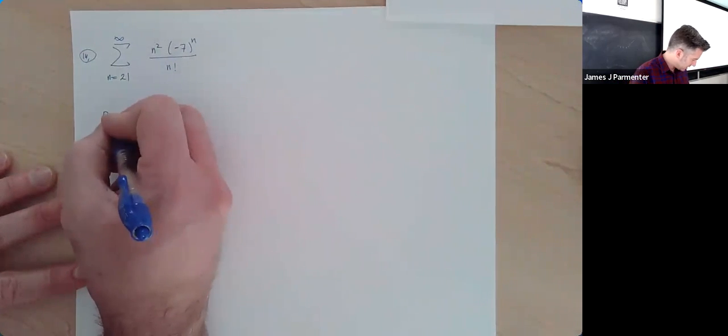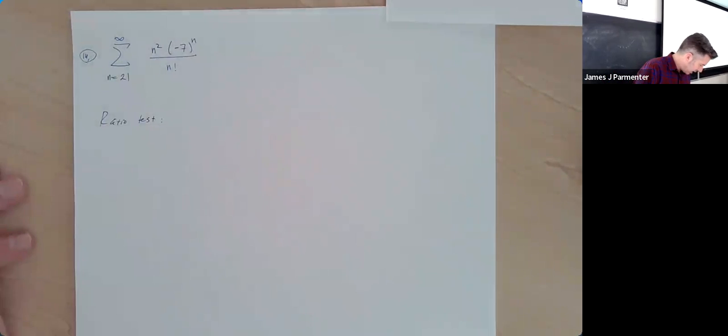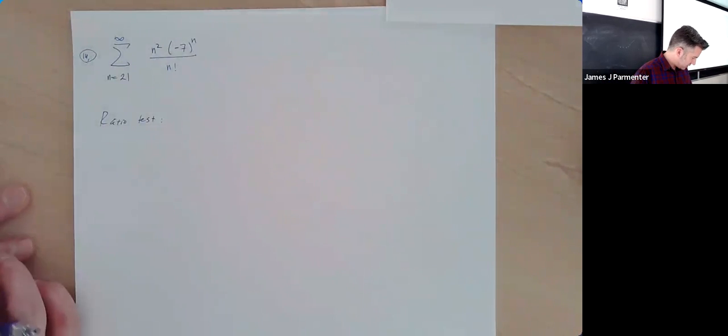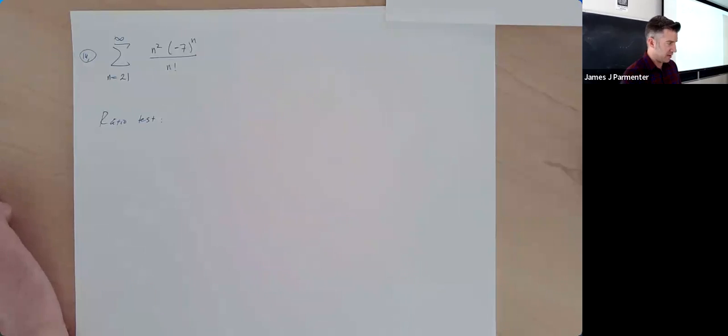So ratio test time, right? Because that's what they get. So ratio test. And I'm not exactly sure what they're asking you to do for part A here. So find the ratio of successive terms, write your answer as a fully simplified fraction. Okay, I think I know what they're getting at there.